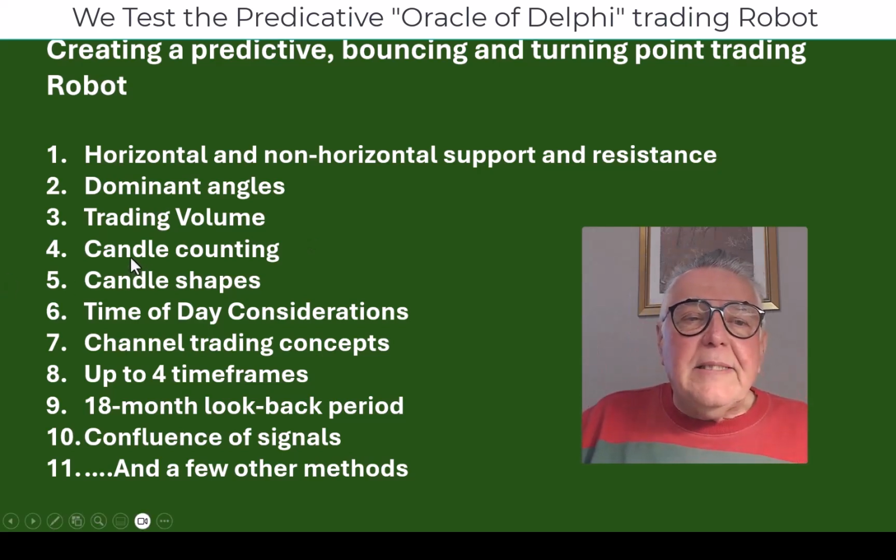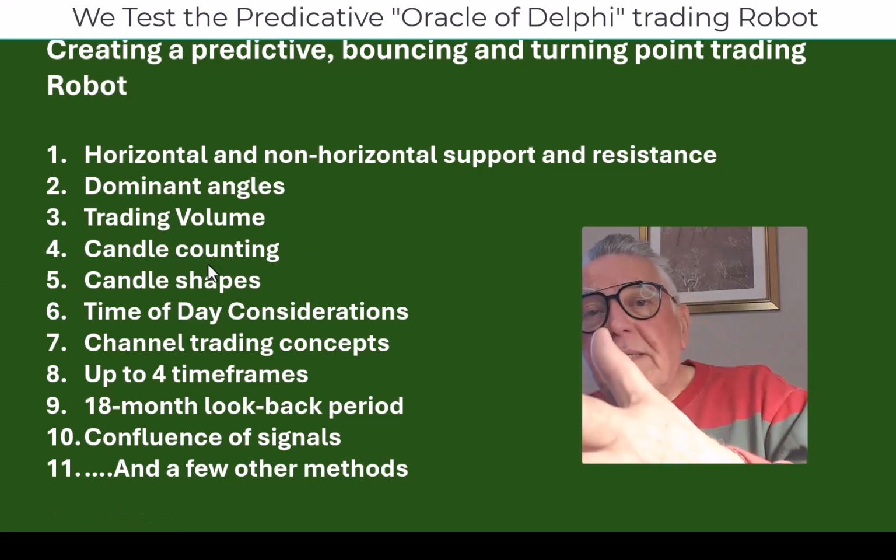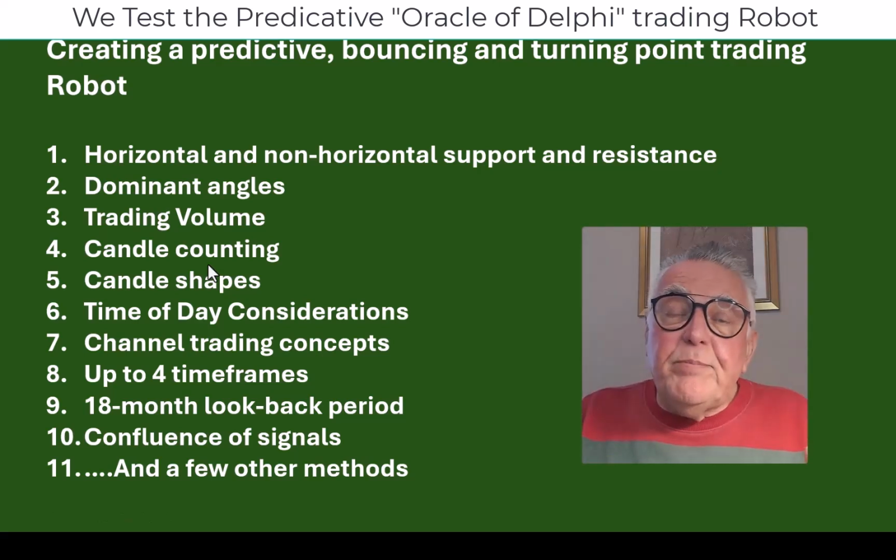Then we looked at candle countings. For instance, are there 5 bull candles or 6 bear candles in this particular movement?